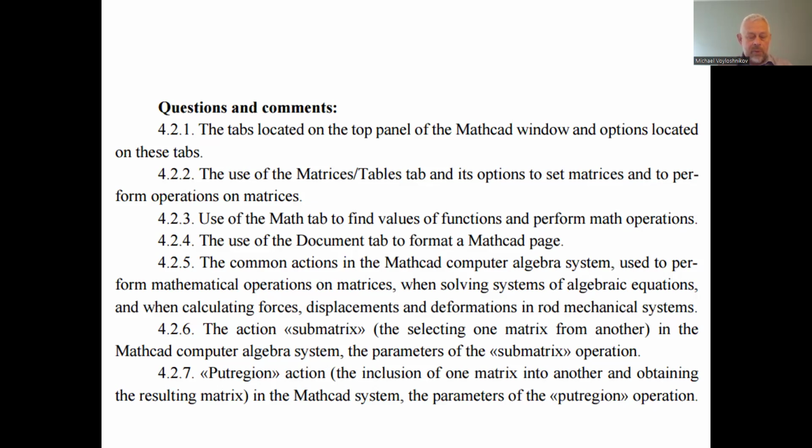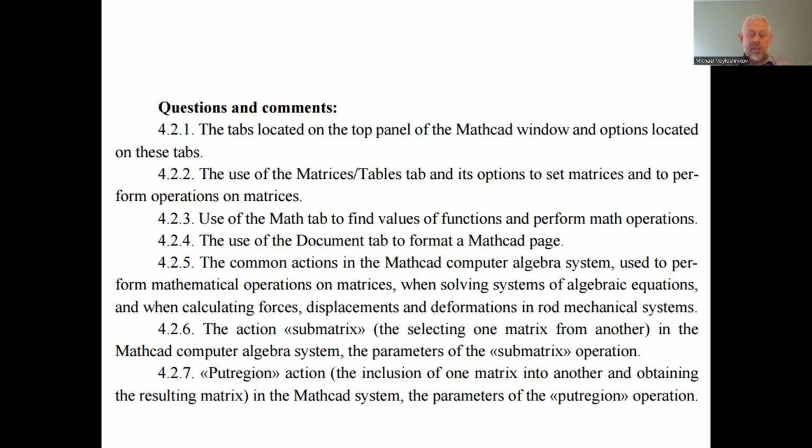The submatrix action, the selection of a matrix from another in the Mathcad computer algebra system. We just have to indicate the parameters of the submatrix operation to select a matrix from another. The Pathregion action is the inclusion of a matrix into another, obtaining the resulting matrix in the Mathcad system. These are the parameters of the Pathregion operation.